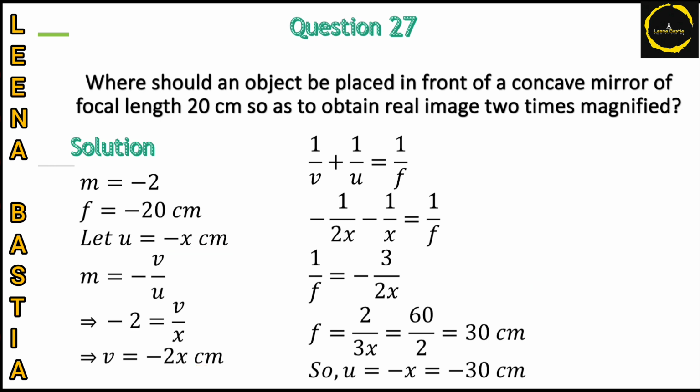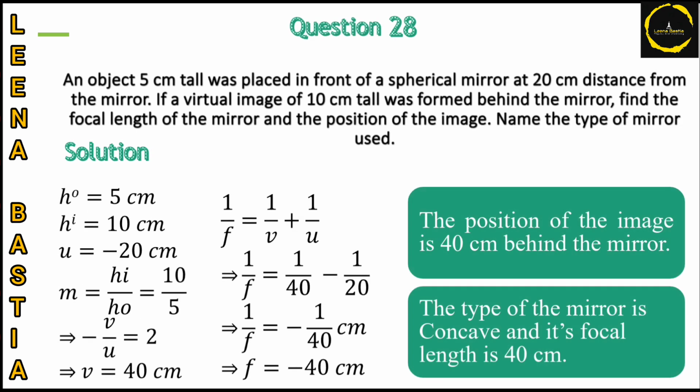Let us move on to the next question, that is question number 28. It says, an object 5 centimeter tall was placed in front of a spherical mirror at 20 centimeter distance. The object distance has been given. It is a virtual image. We do not know the mirror type, as a virtual image is formed in both concave and convex. An image 10 centimeter tall was formed behind the mirror.